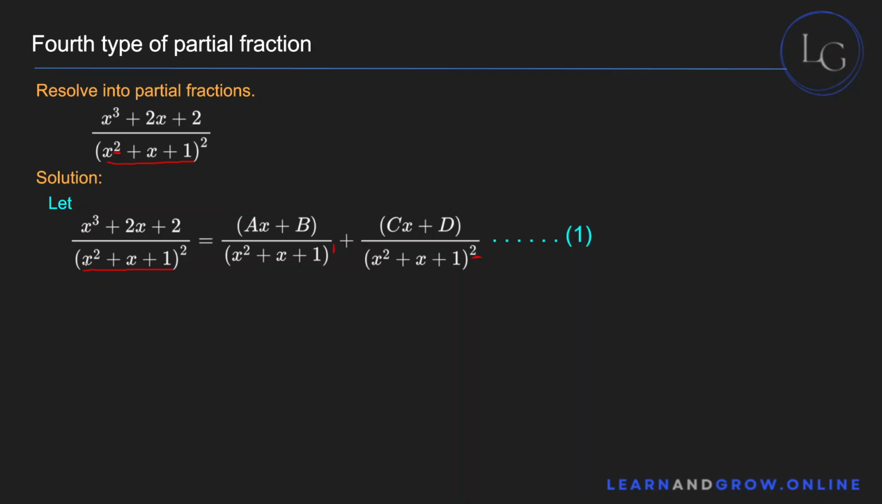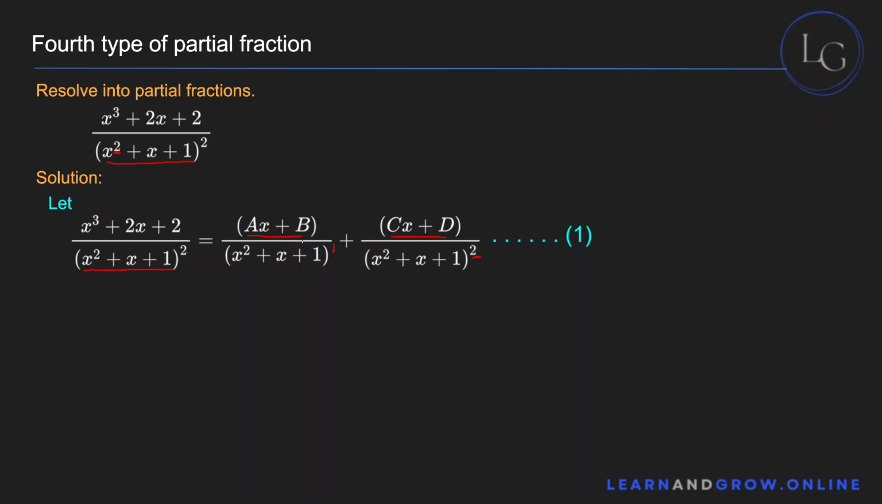So for example, if this was x squared plus x plus 1 whole to the power 3, you would have basically three partial fractions with ax plus b in the first one, cx plus d in the second one, and say ex plus f in the third one. And in the denominators, you would basically have x squared plus x plus 1 in increasing powers up to 3.